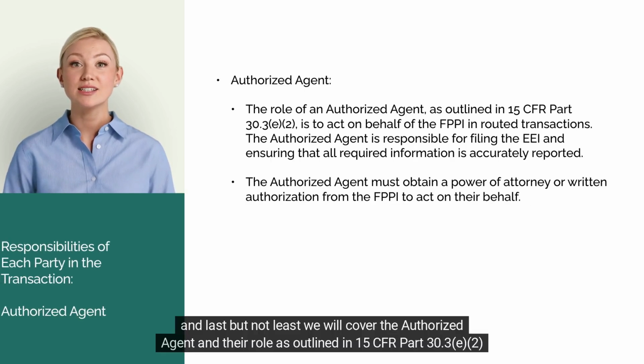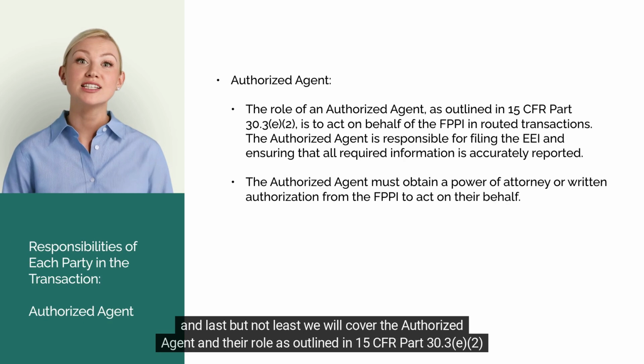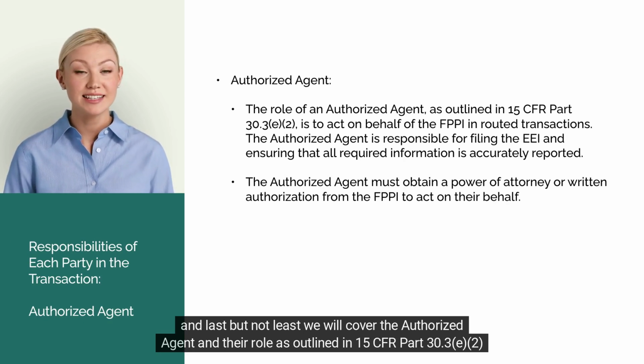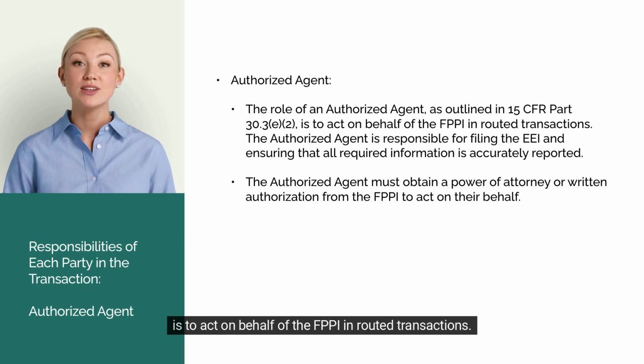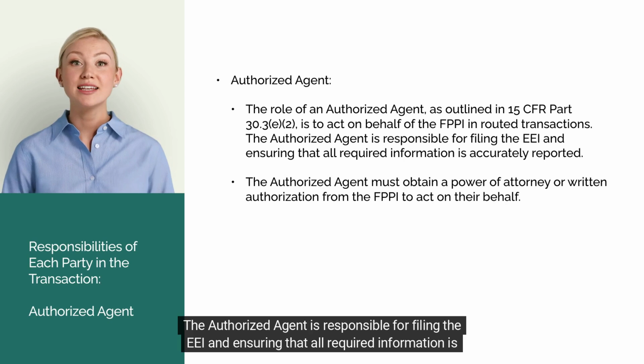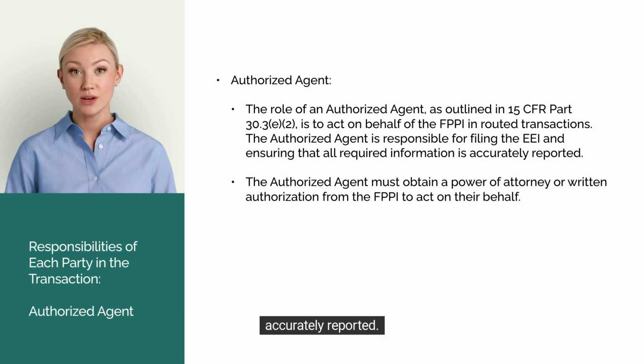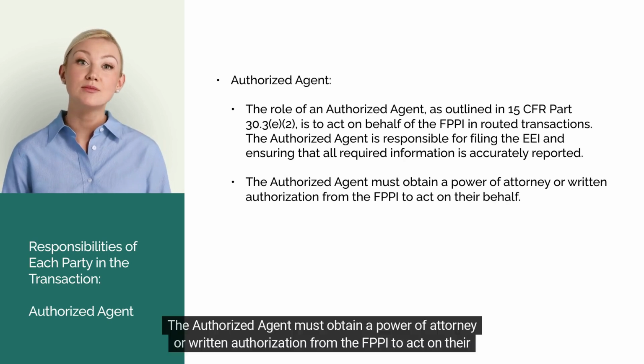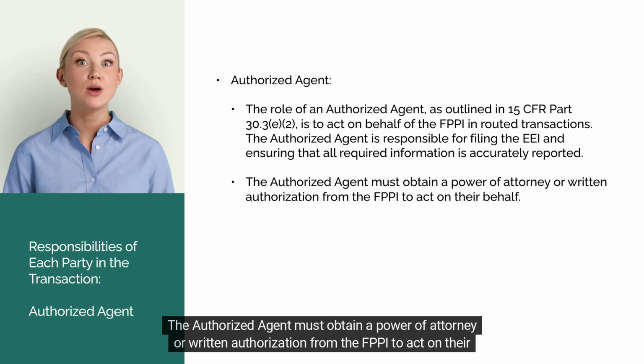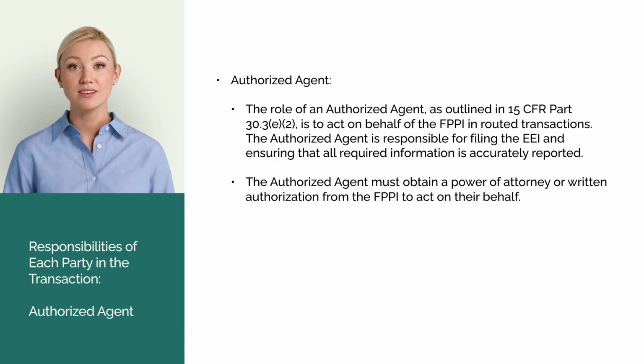And last but not least, we will cover the authorized agent and their role as outlined in 15 CFR Part 30.3, which is to act on behalf of the FPPI in routed transactions. The authorized agent is responsible for filing the EEI and ensuring that all required information is accurately reported. The authorized agent must obtain a power of attorney or written authorization from the FPPI to act on their behalf.